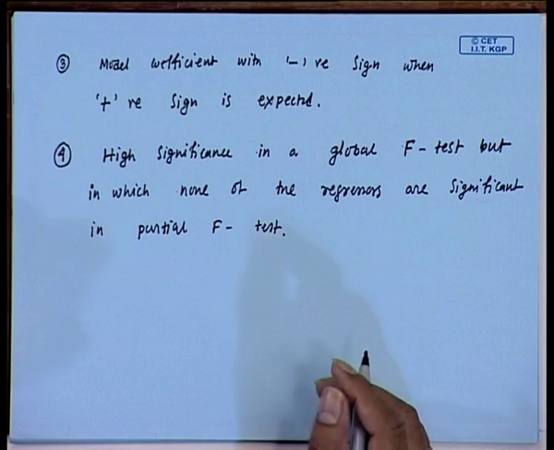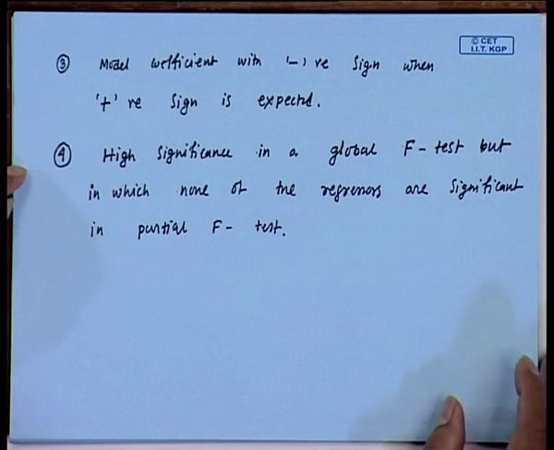Okay, so I would like to illustrate this point also. It says that there is high significance in the global F test, but none of the regressors are significant in the partial F test. For this one, I want to recall one example from the multiple linear regression model, the only example I talked about in module 2. I am going to recall that example.